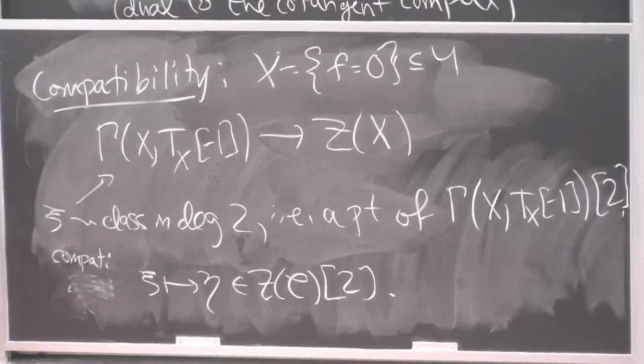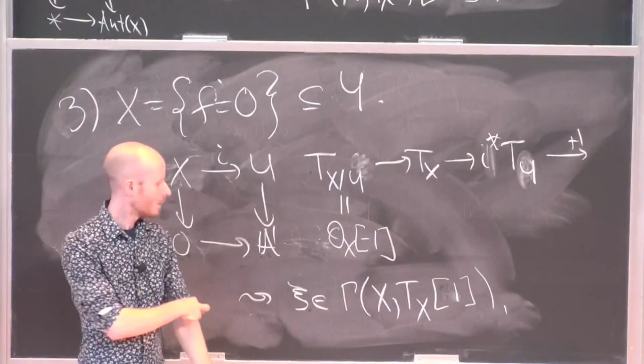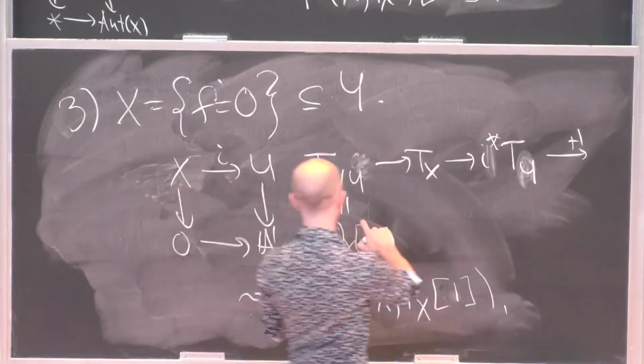And so, what is Xi? Xi is here. So what produced that element is this.